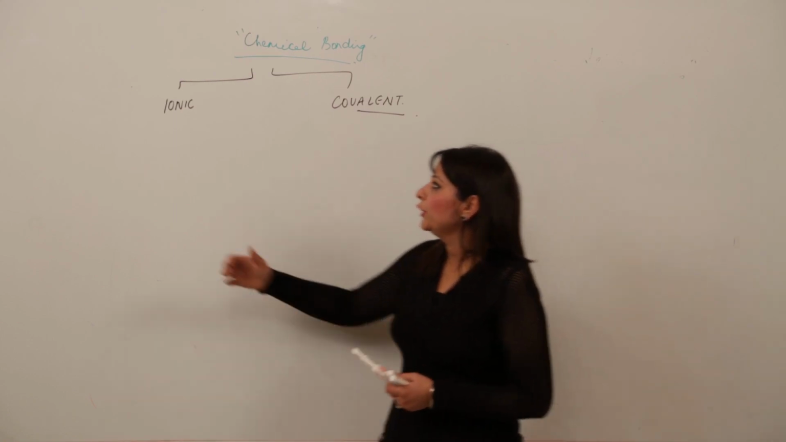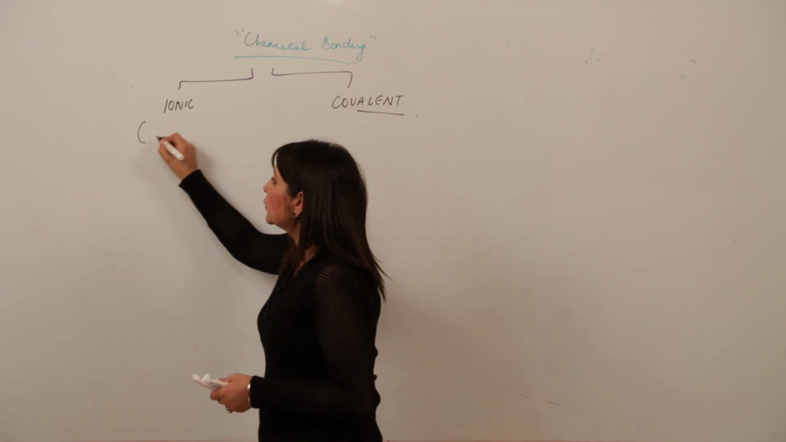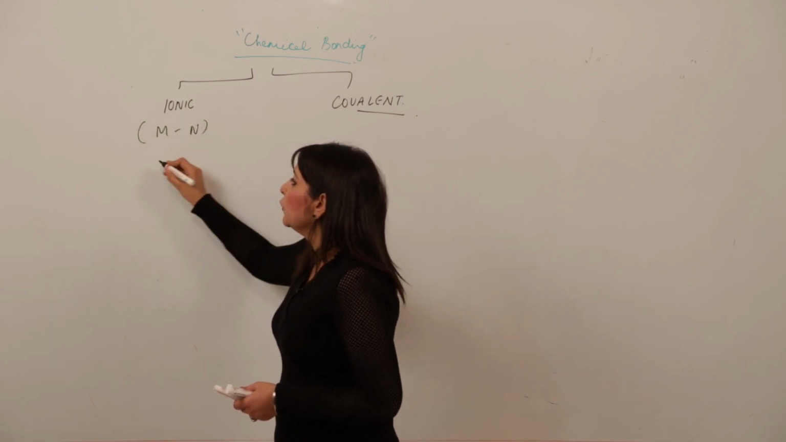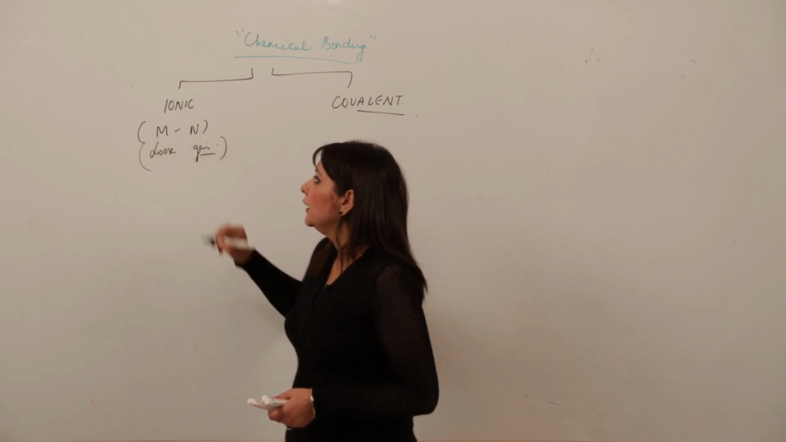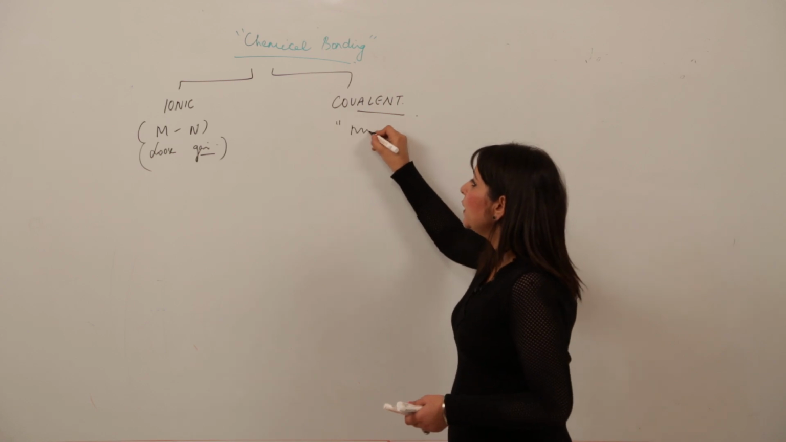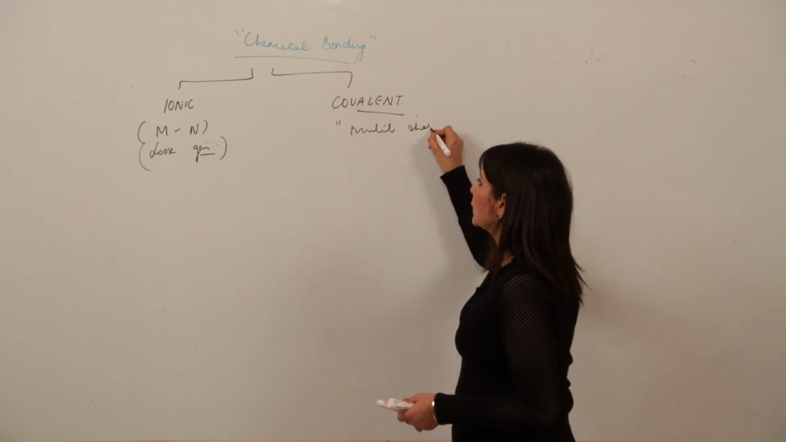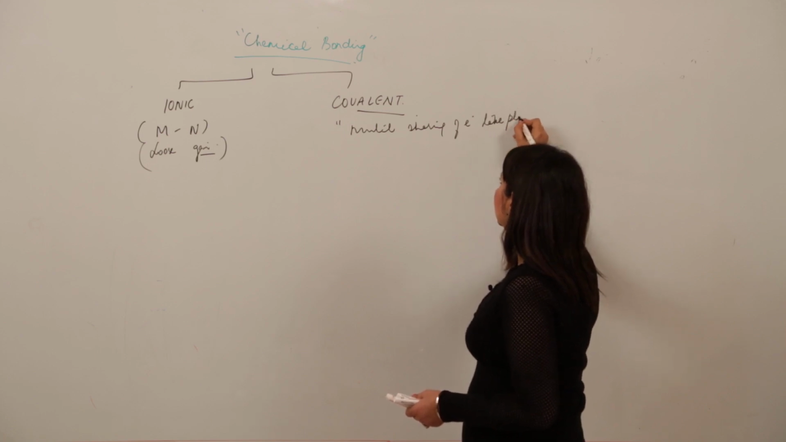Now, as I've told you, there are two types of bond formation, ionic and covalent. In ionic, it is formed between a metal and a non-metal. One loses an electron, another gains an electron, right? Now we'll be doing covalent bonding. In covalent, mutual sharing of electrons takes place.